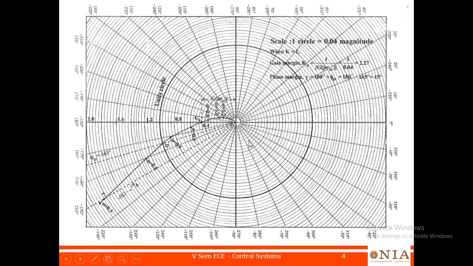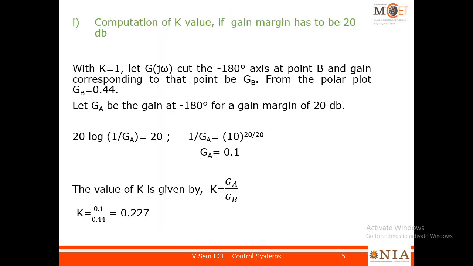But the question is, you have got to find the value of K such that the gain margin is 20 decibels. So what should you do for that? That is what we are going to look at in the next slide. The K value you can find by using this formula, GA by GB.